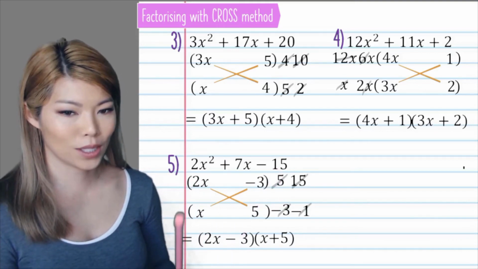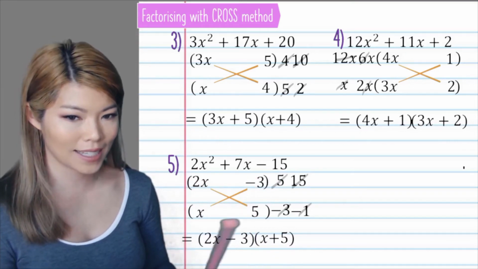The last bit is easy. Just bracket it, copy it out, the first line and the second line.